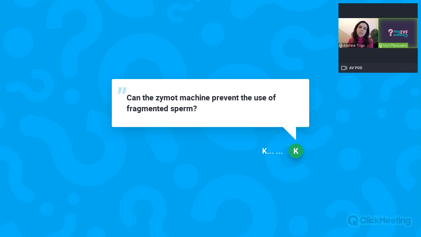Can the Zymote machine prevent the use of fragmented sperm? I mean, the Zymote machine helps identify potentially the best sperm for IVF, but I'm not sure if it tests for DNA fragmentation. So I'd have to look into that in more detail. I don't know if in their clinical trials they have correlated the selection process with DNA changes or not, but I can get back to you.